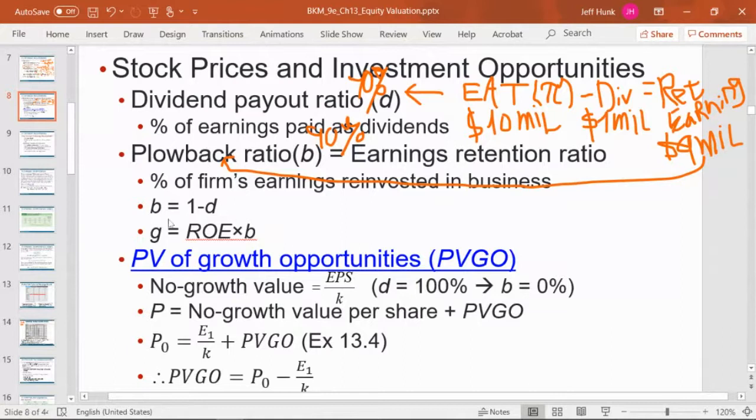So plowback ratio is simply, this makes sense, right? 1 minus the dividend payout ratio. So they are complementary. If the payout ratio is 20%, then the plowback ratio is 80%.